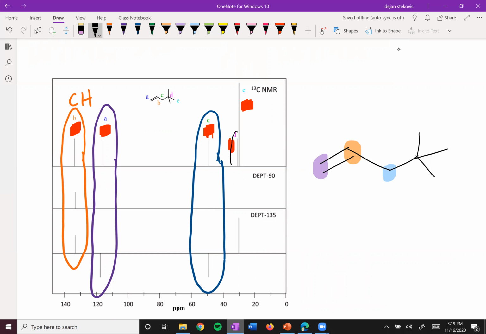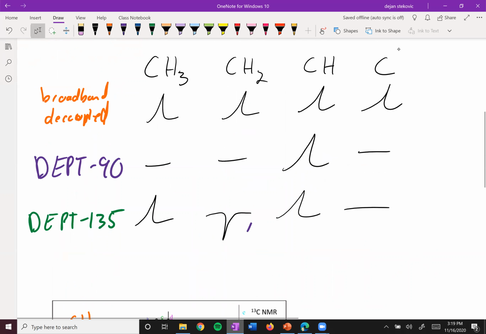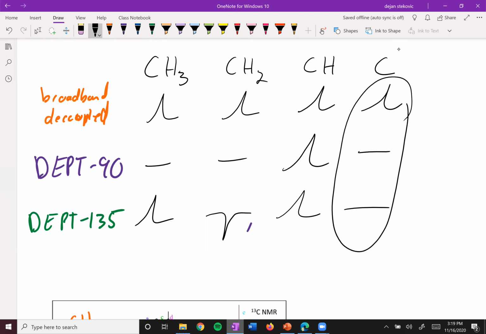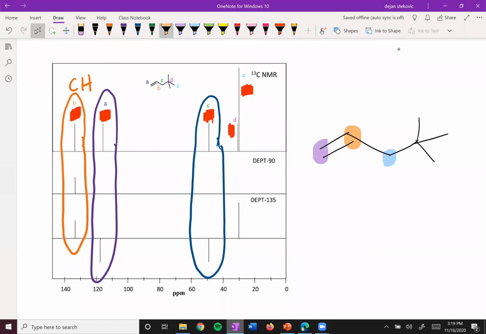Next up, we see this tiny peak over here, peak D, and we see that it shows up in the broadband decoupled, but we don't see it in either one of these other two. And so if we look at which one only shows up at the broadband decoupled, that's got to be our quaternary carbon, right? No hydrogens attached there. Let's see, what color did I pick there? Blue, I think green is up next, right? So this green one is corresponding to this one.